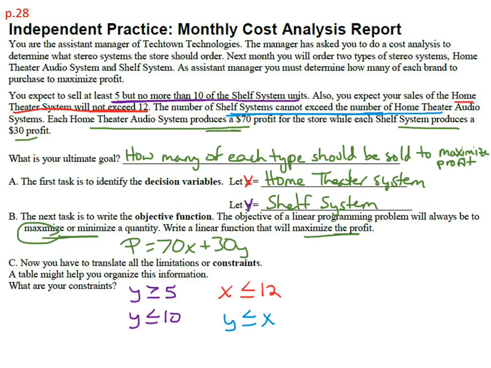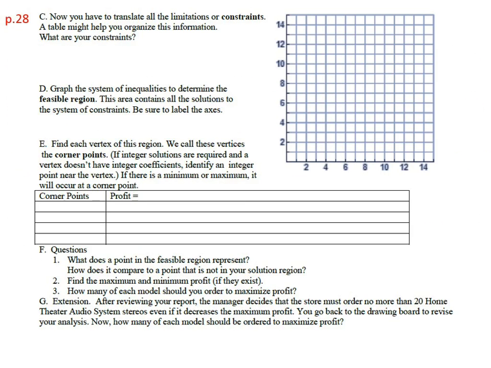So now we want to use those constraints and put them all into the graph. Now we want to graph our systems. So remember our constraints that we just said, I'm going to rewrite them here. We said that we had y is greater than or equal to 5, but y is less than or equal to 10. So I'm going to go ahead and graph those.